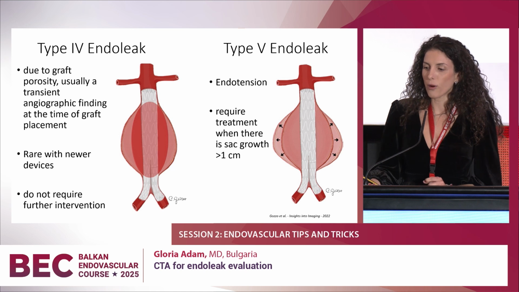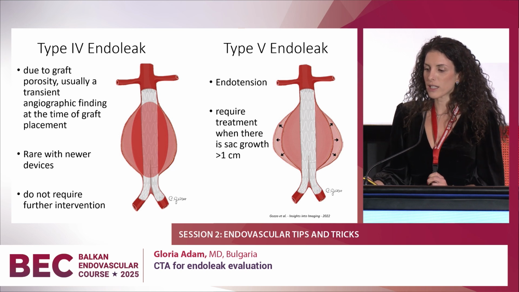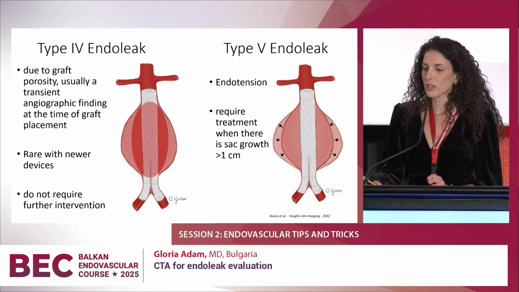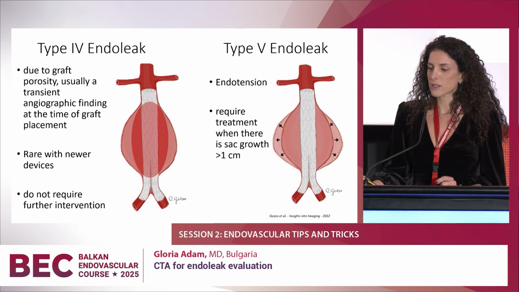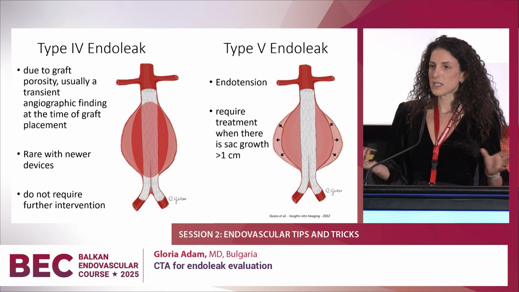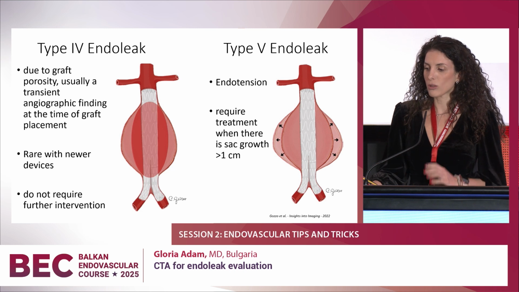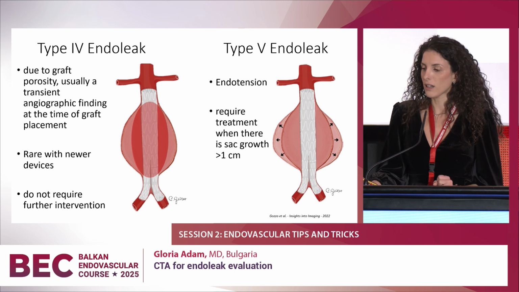These are type 4 and 5 endoleaks, much less common. I don't have examples for them. Usually they don't require treatment. Type 4 is due to graft porosity, rare with newer devices, and type 5 is due to endotension, when we see enlargement of the sac but no true leak in the sac.